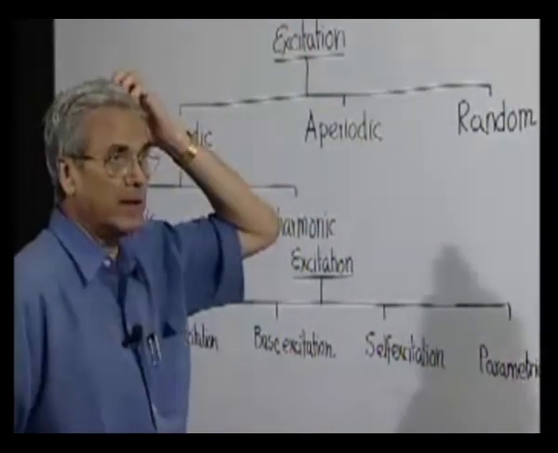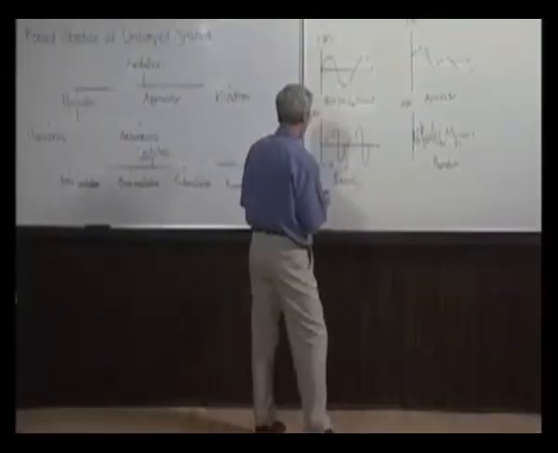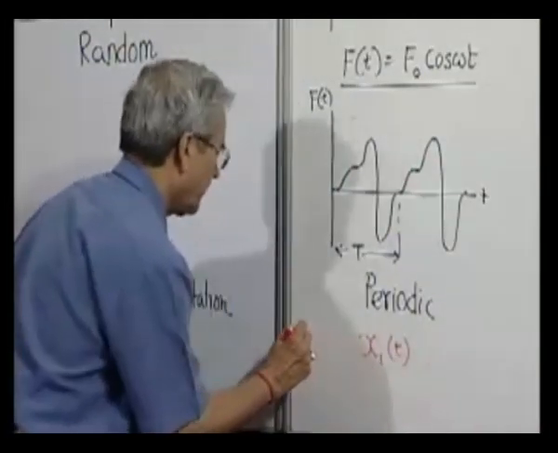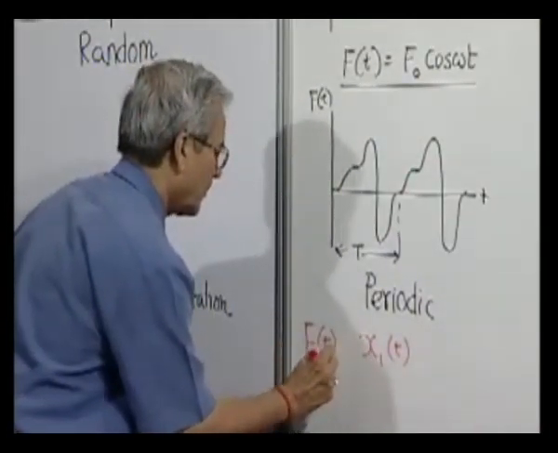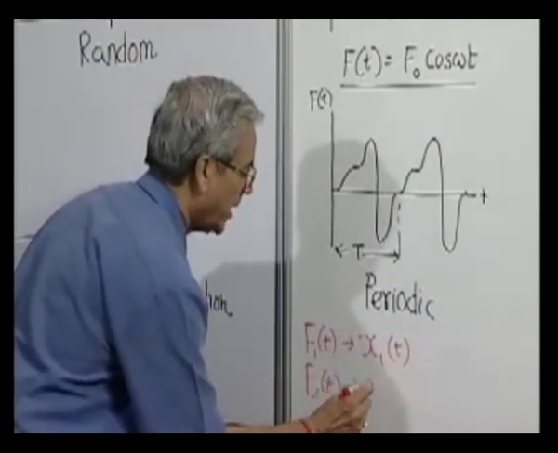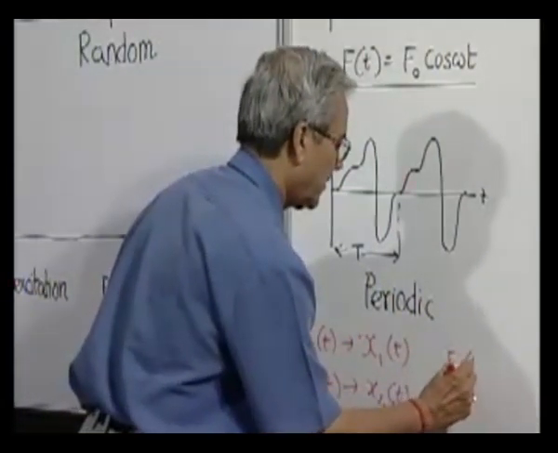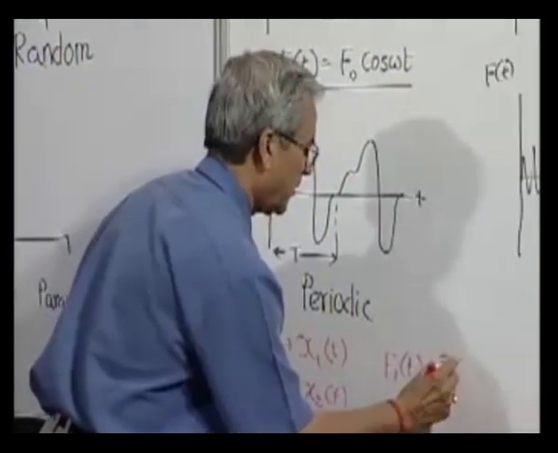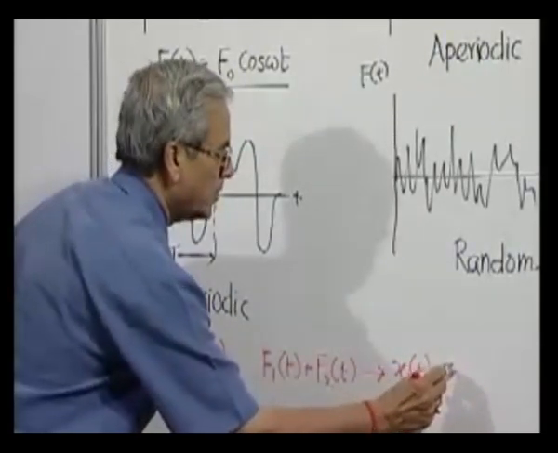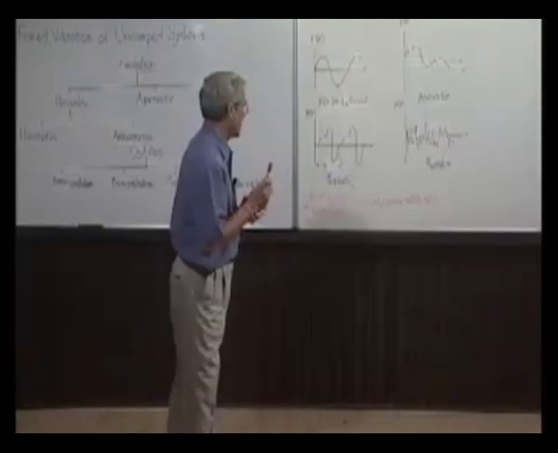And as we are dealing with only linear systems, if a particular forcing function f1 gives a response x1, and another forcing function f2 gives solution x2, then when both are combined, they will give the response x1(t) plus x2(t). This is a very important result, but valid only for linear systems.